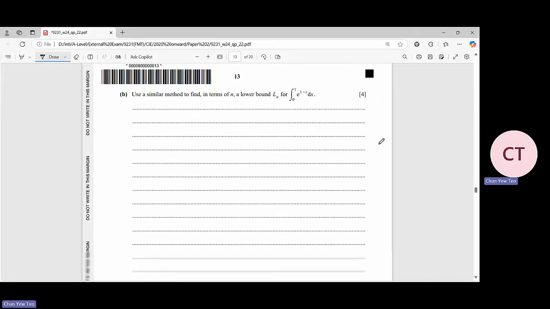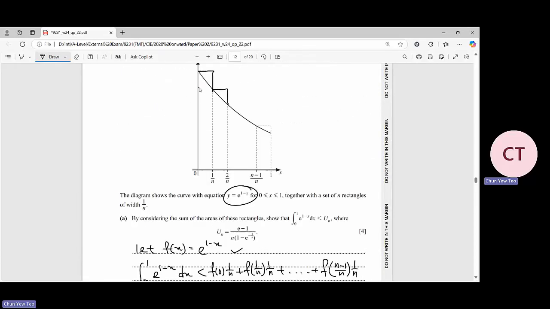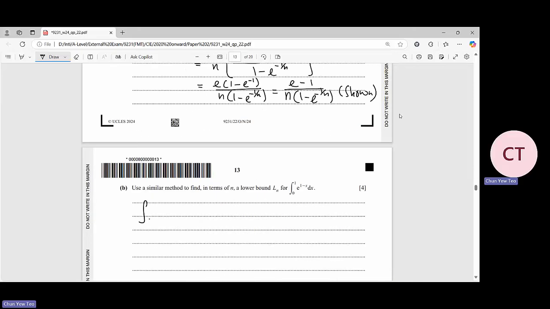So now we move on to question number 6, part B, sorry, not number 5. Use a similar method, that means refer to the method in A. We want to find the lower bound of this integral. If you want a lower bound, you need to choose the height of the rectangle like this, no longer using this height.